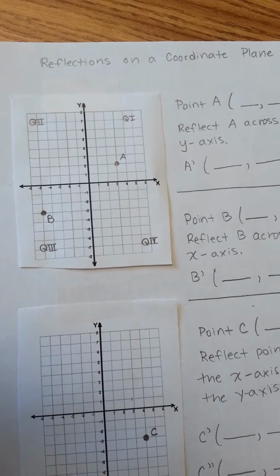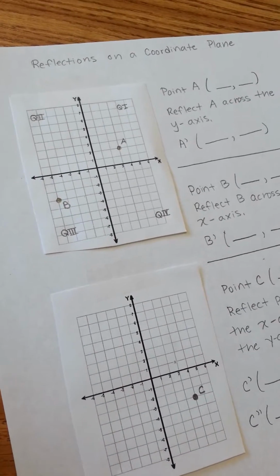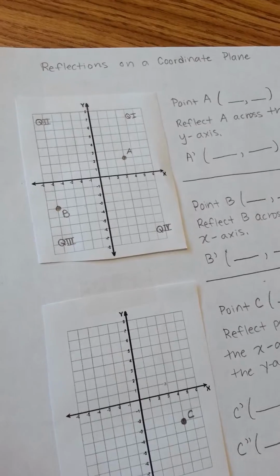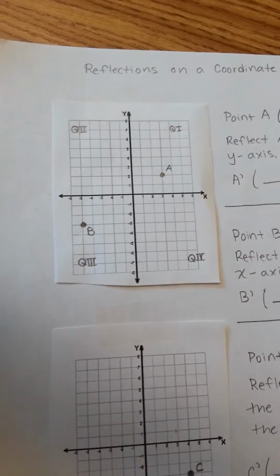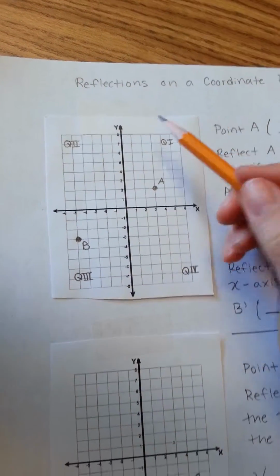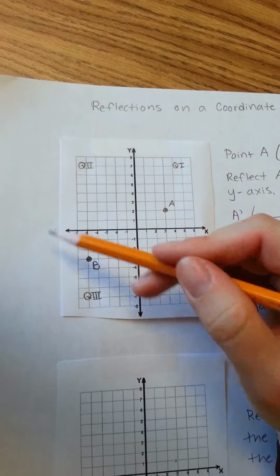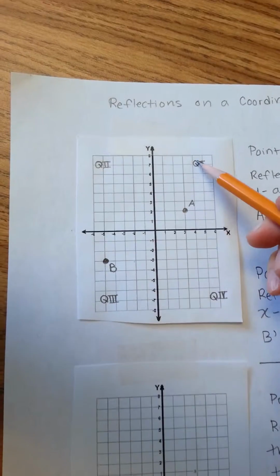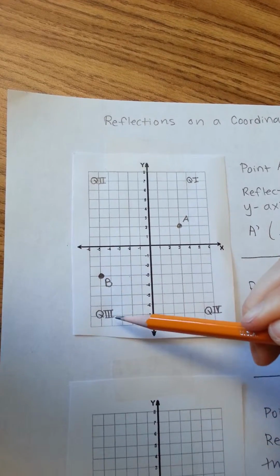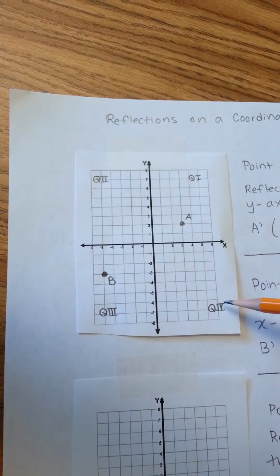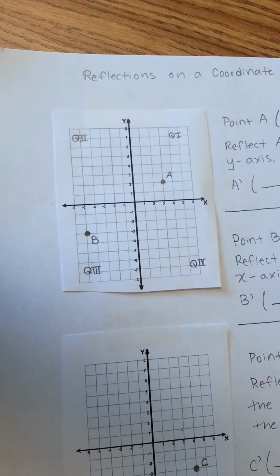Today we're going to talk about reflections on a coordinate plane. If you are practicing solving reflections on a coordinate plane, there are a few things that you need to start by remembering. The coordinate plane makes a C for coordinate plane. Quadrant 1, quadrant 2, quadrant 3, and quadrant 4. That will help you to always remember the correct order.